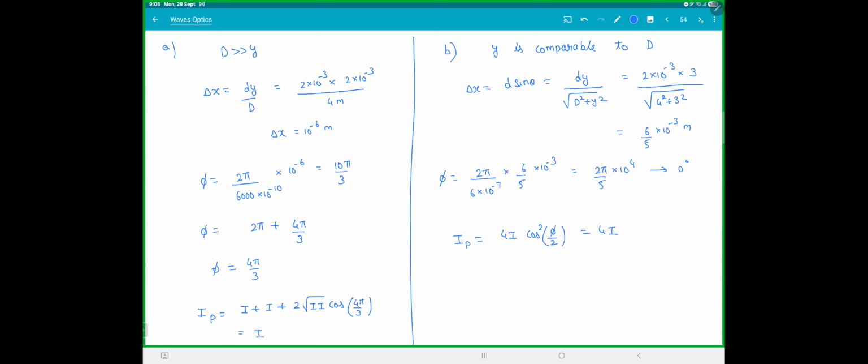Clear how we did this? So you just have to be careful. Is y small, y big? Appropriately use the formula and then you're done. You get everything. Any doubts on this? Next thing.